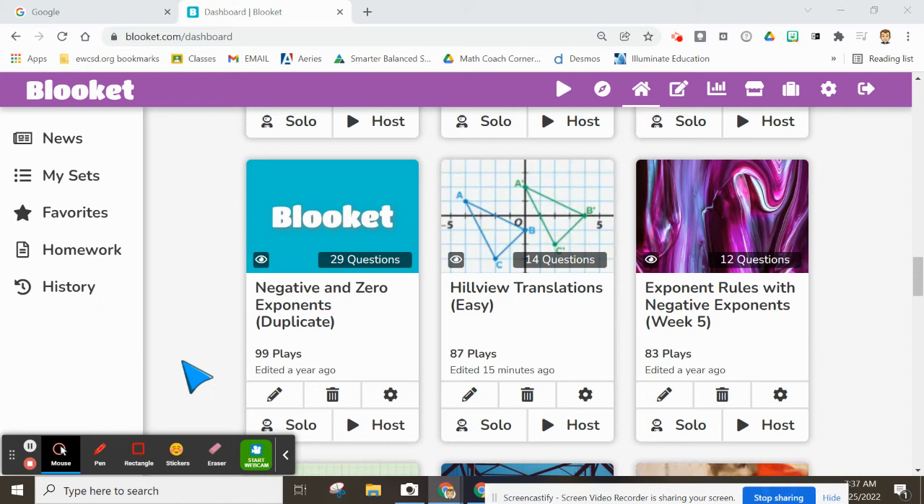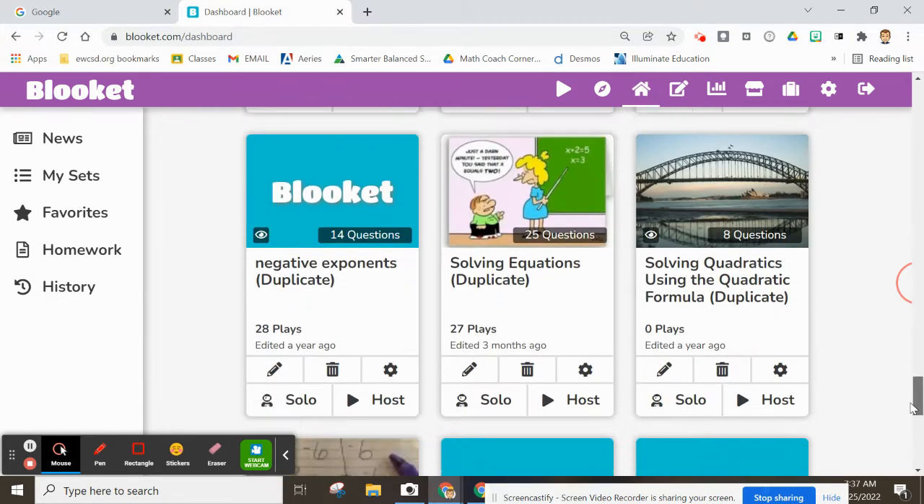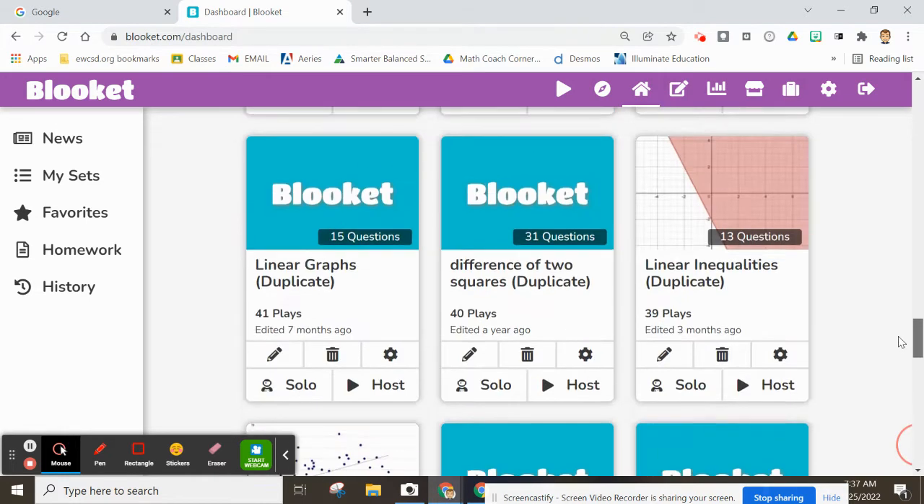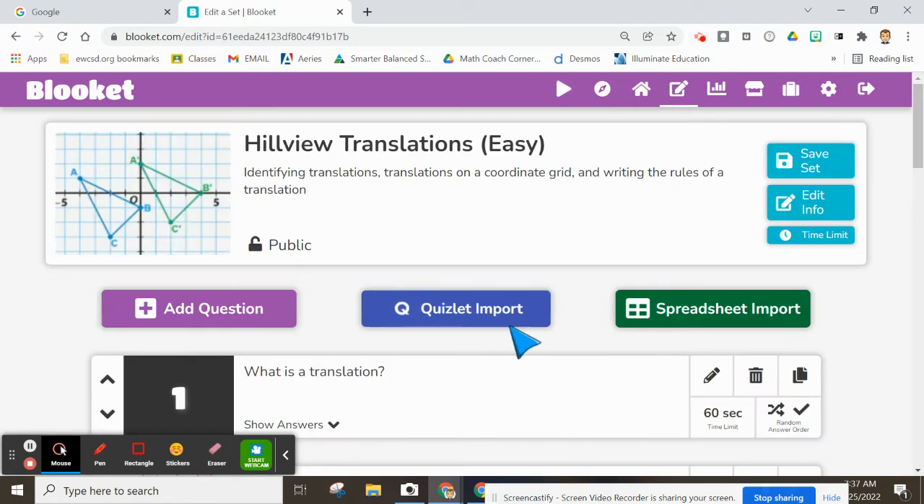Good morning, you guys. We're going to talk about a couple things here that we're going to deal with, translations again, like we did yesterday. But we're going to start with a Blocket. But here's the deal. This one says Hillview Translations Easy. I have another one I want to give you at the end of class that'll be Hillview Translations in the normal version. And it has a little more knowledge from today's lesson. So you're going to start with one, and then you're going to end with a different one. But let's just talk about these questions real quick before we get into it.